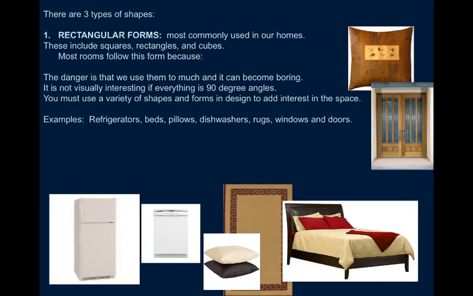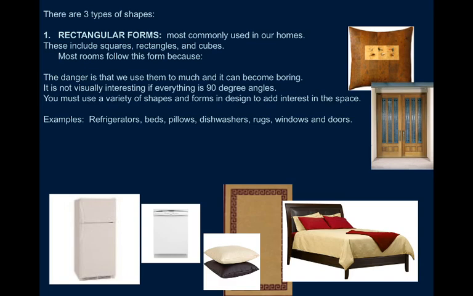There's 3 different types of shapes. Now we're moving towards the bottom of your note taker. So the first type of shape and form is a rectangular form. This is the one that's most commonly used in our home. Okay, so this would be anything that are squares, rectangles, cubes. Most rooms follow this because it's really, really easy. And in our brains, we like it.